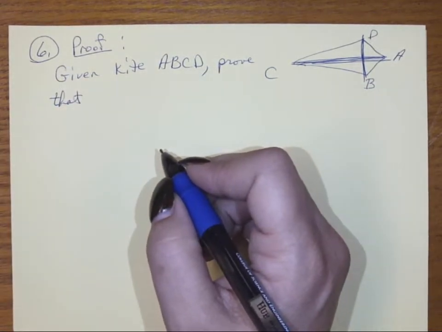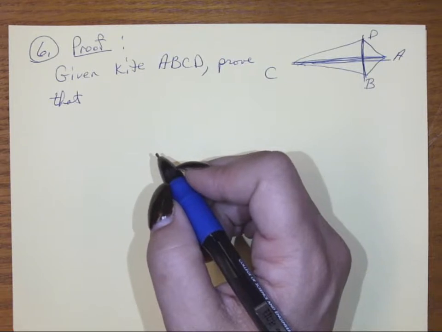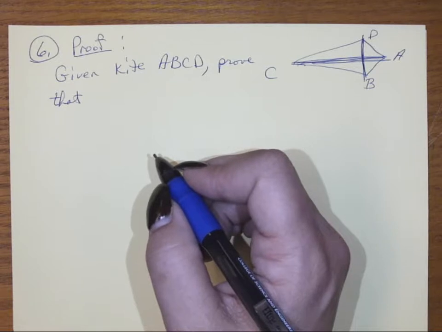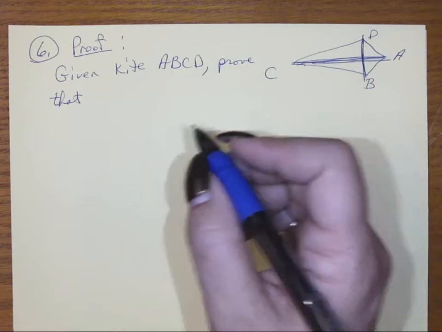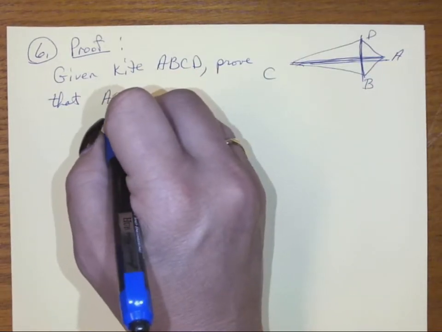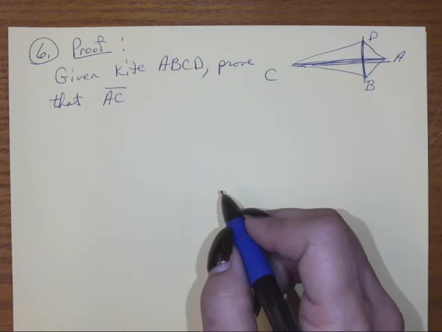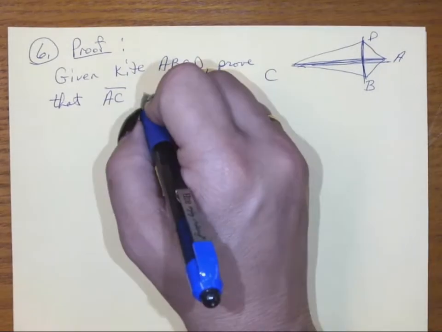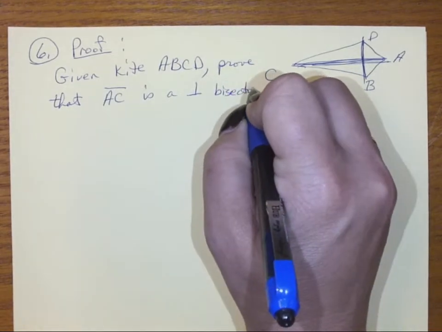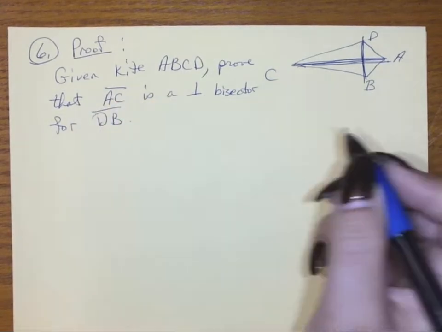And what we want to prove or show is that, what did it say? Let me read it again. Show that the diagonal connecting the vertex angles, that's the A to the C. So show that AC, that's your diagonal, is the perpendicular bisector for DB, which is the other diagonal.